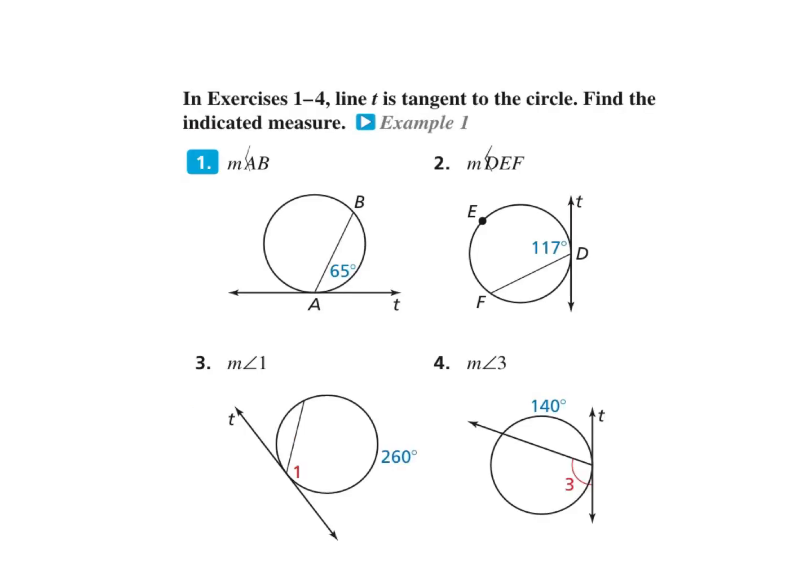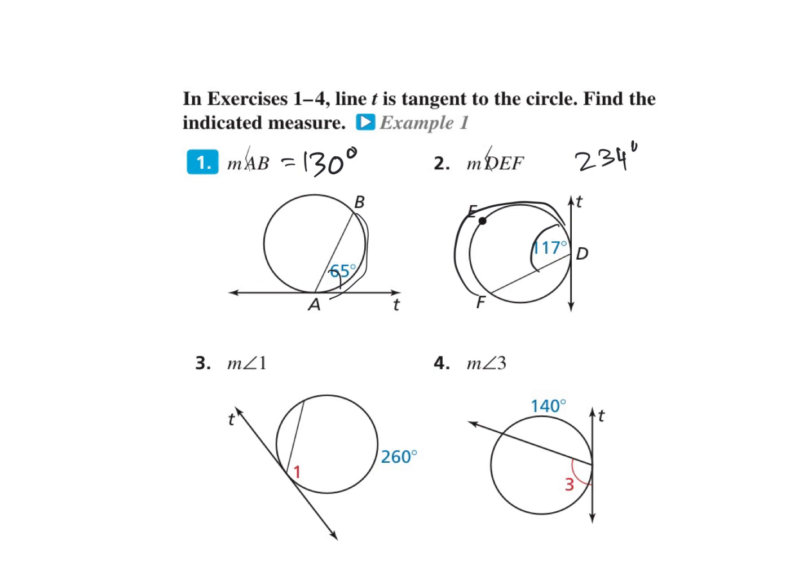Okay, so line T is tangent to the circle. Find the indicated measure. So we want arc AB here. So this angle, 65, is half of the arc. So this is 130 degrees. Number 2, again, it's on the circle. So this arc has to be double that angle. So 234 degrees. All right.